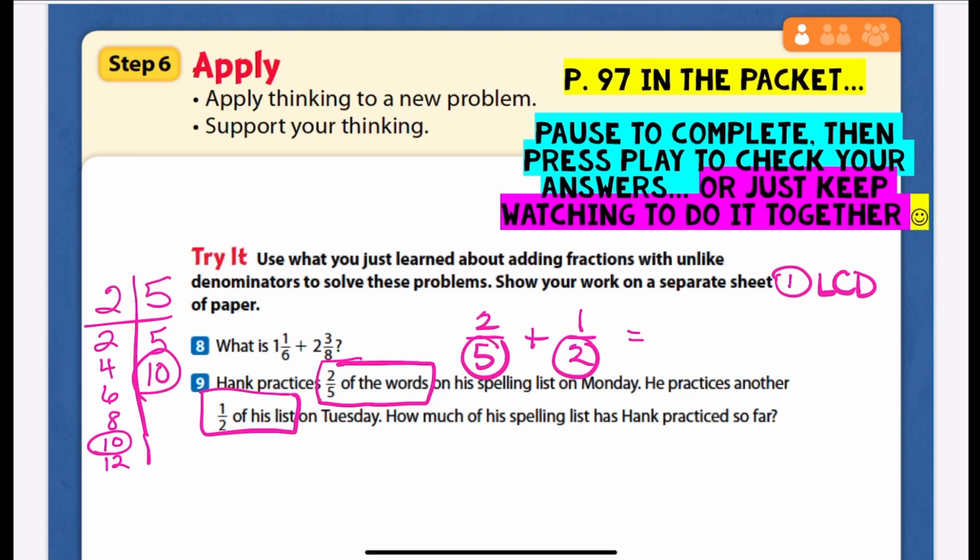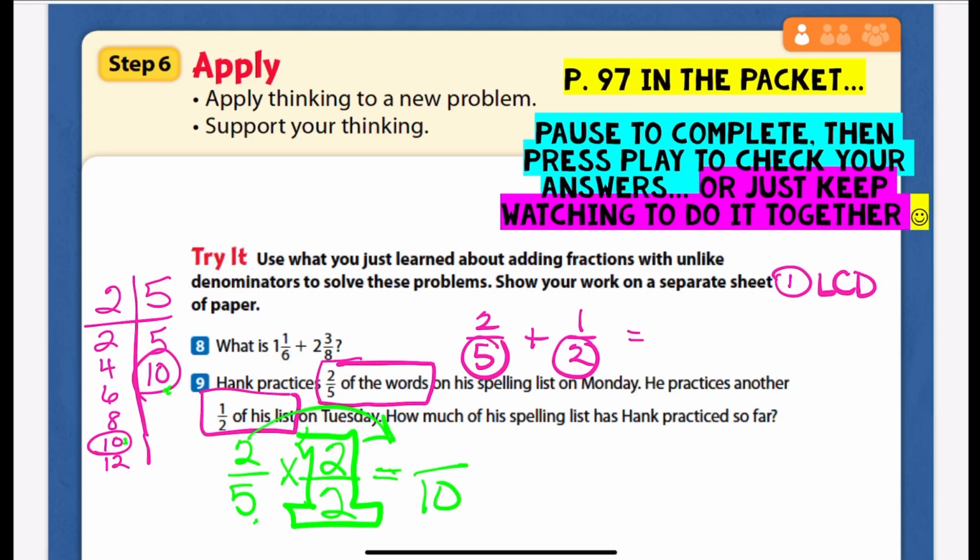So let's go ahead and set our problems up. We have 2/5. We know we need to get that denominator to a 10. What do we need to multiply 5 by to get 10? 2. If we multiply 2 on the bottom to the denominator, we have to multiply 2 on the top to the numerator. That's our value of 1. It doesn't change the value of 2/5. It just makes an equivalent fraction. So 2 times 2 is 4. So 2/5 is equivalent to 4/10.